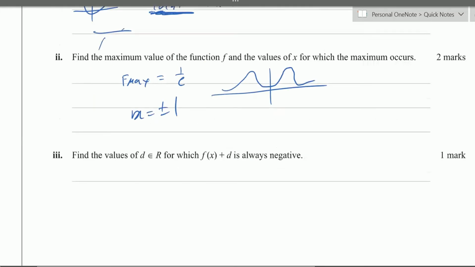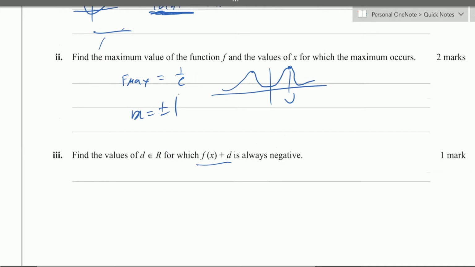And so find values of d for when this is always negative. So if this is less than 0, then fx has to be less, or I should write the other way. So d is less than negative fx. Oh, okay, I'll just show it via graph. So basically you have to bring this graph down enough so that it's always negative. So what you do is you translate it further down than the maximum point on the graph.